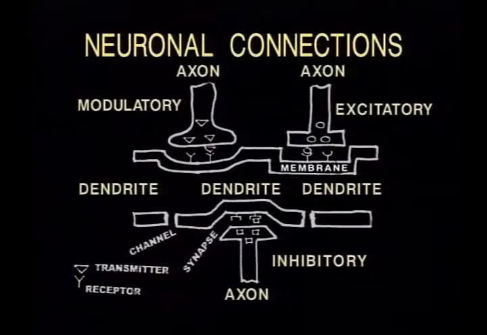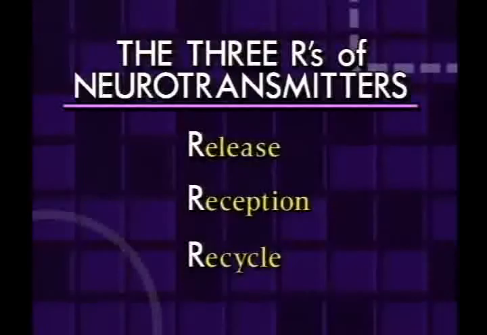Each dendrite has thousands of messages arriving simultaneously, and the nerve cell has the ability to condense these signals into a single message. Most psychoactive medications alter the release of neurotransmitters, or receptor systems that receive the chemical messages. Once the chemical message lands in the receptor, the neuron releases substances that remove the message from the receptor and recycles the chemical. This is the 3 R's of neurotransmission: release, reception, and recycle.